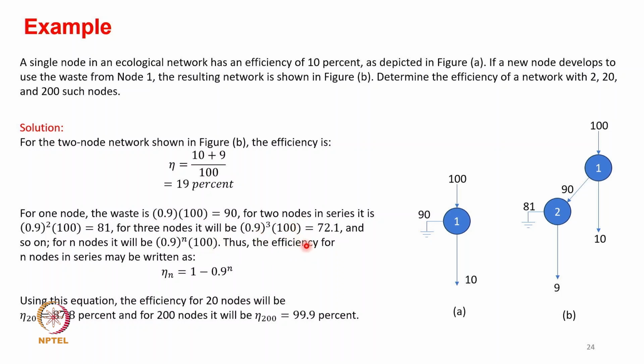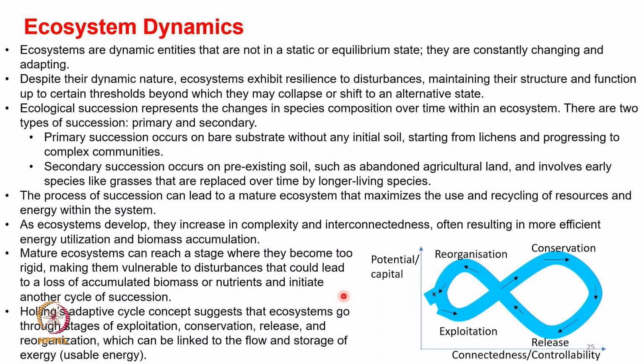So, the waste, of course, you can see keeps on reducing if you have multiple nodes, and for n nodes it will be 0.9 to the power n times 100. Thus, the efficiency of n nodes in this context would be 1 minus 0.9 to the power n, and if you have n equal to 20, the efficiency would be 87.8%, and if n is 200, its efficiency is 99.9%.